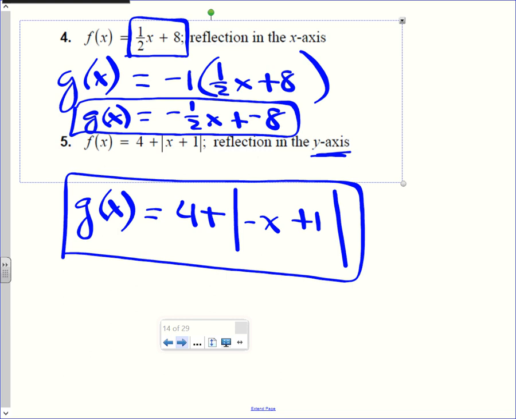Let's multiply the input by -1. There's your new function. That would reflect the original function in the y-axis. Questions so far? All right, let's go on to 6.